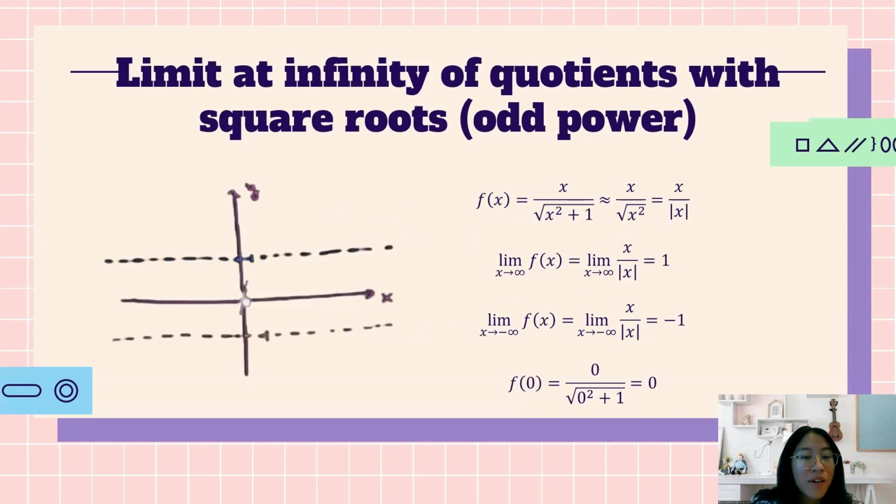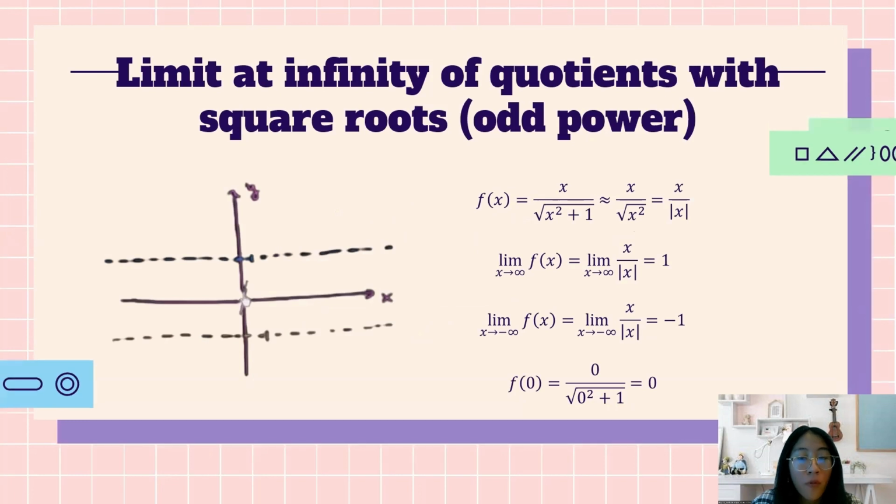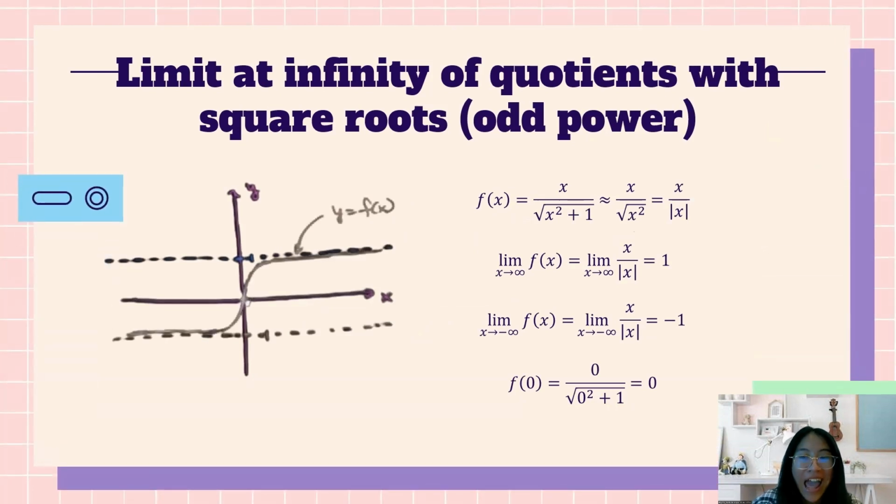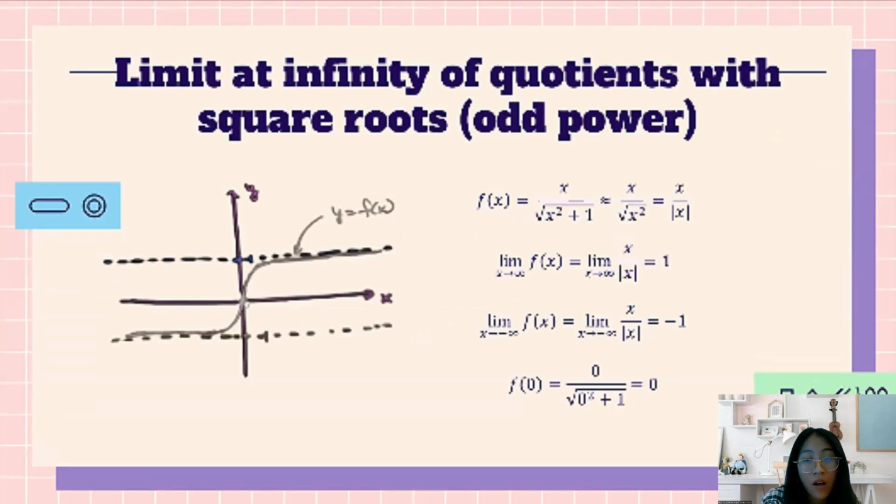Let's say that f of x equals x over the square root of x squared plus 1. And I want to check the limit of f of x as x approaches positive infinity, and the limit as x approaches negative infinity. So let's think about what these are going to be.